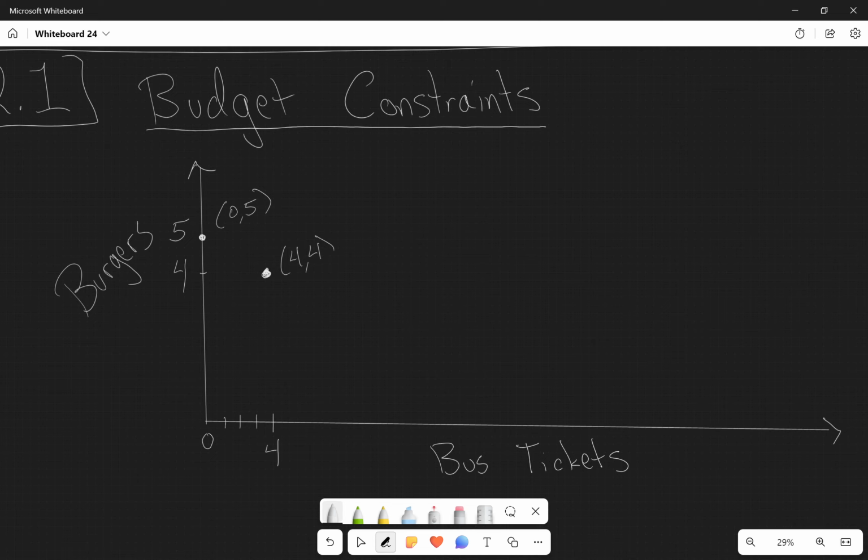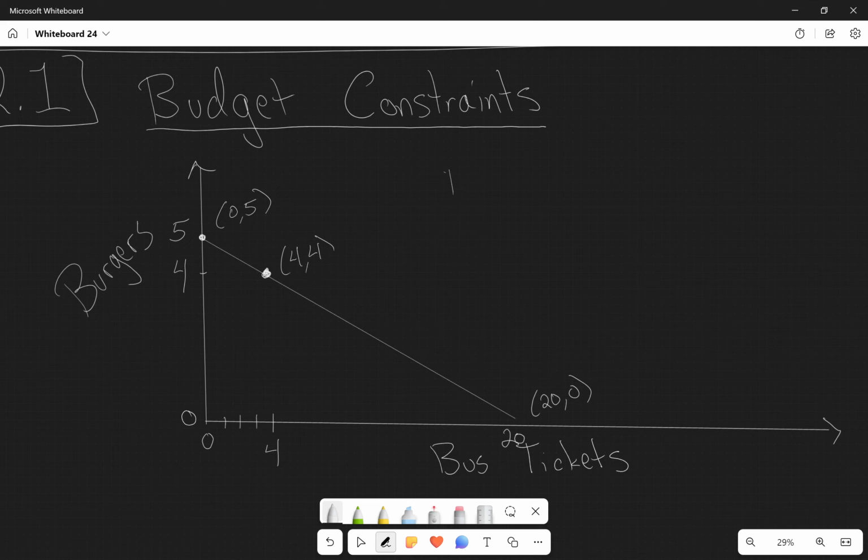Am I losing anybody? Are we all good? Okay. And so this continues, right, along a straight line, up until the point where we can buy 20 bus tickets or 0 burgers. So we have our extremes, right? And then we have a certain number of points in between the extremes. Different combinations that we can buy with our current income or our current budget.